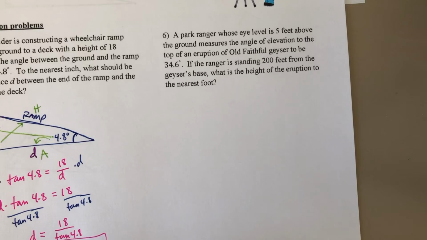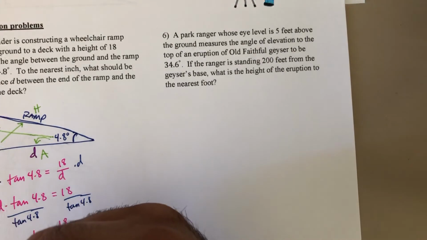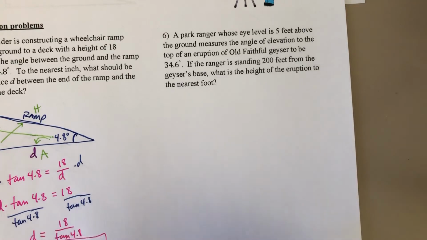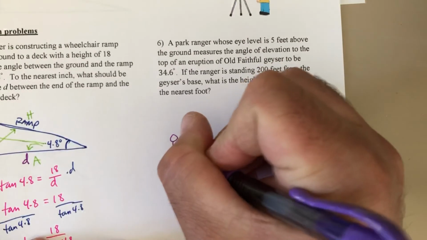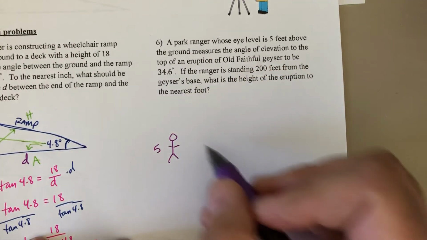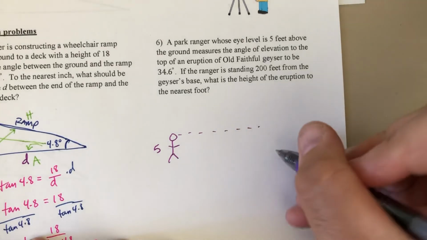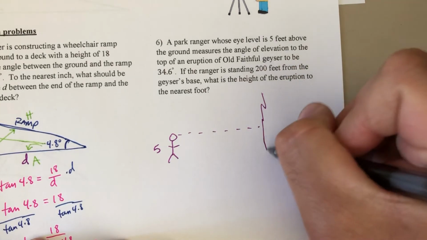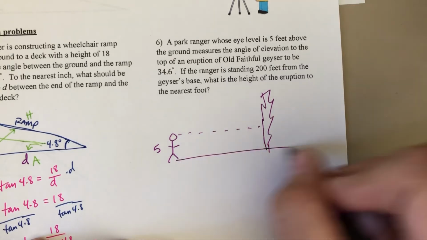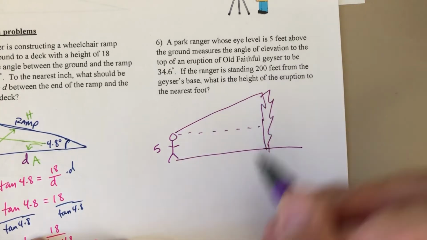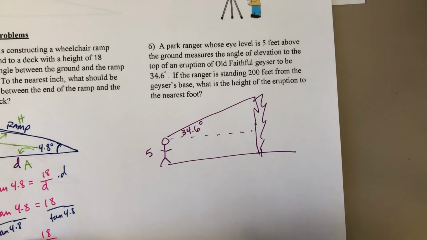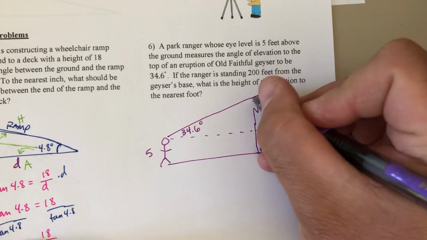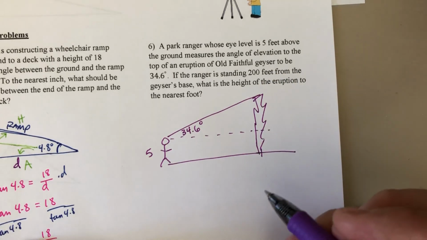A park ranger whose eye level is 5 feet above the ground measures the angle of elevation to the top of an eruption of Old Faithful geyser to be 34.6 degrees. If the ranger is standing 200 feet from the geyser's base, what is the height of the eruption to the nearest foot? All right, here's my ranger. He's 5 feet tall, and he's seeing the geyser. He sees the top of it at an angle of elevation of 34.6 degrees. We want to know the total height of the eruption.